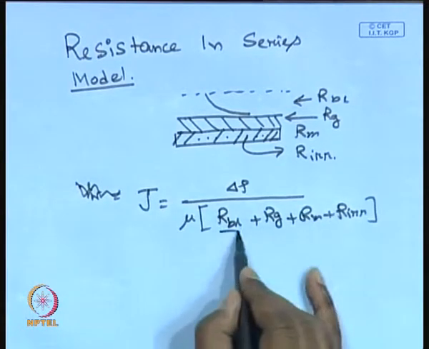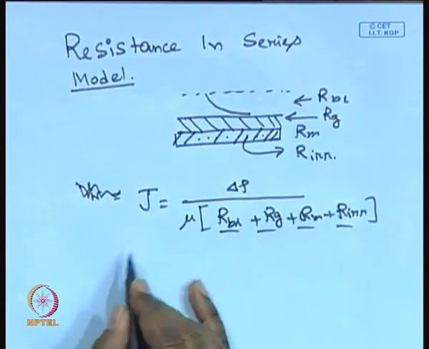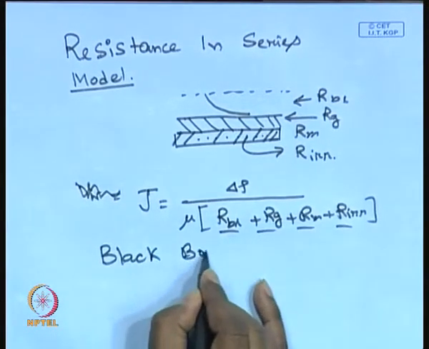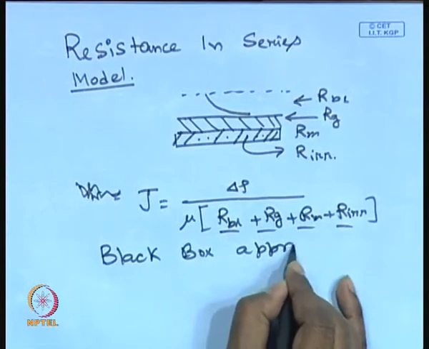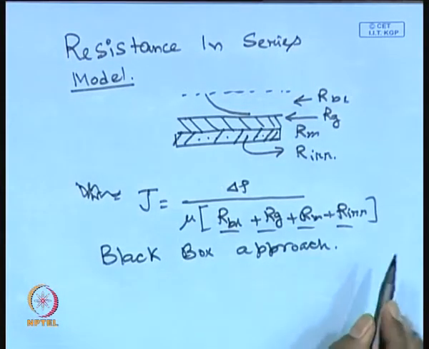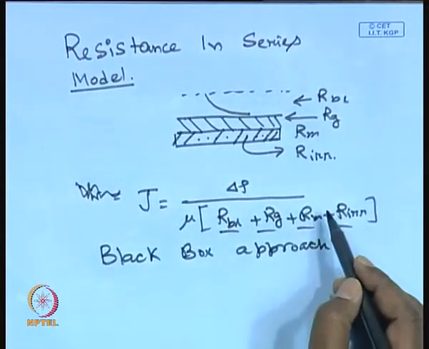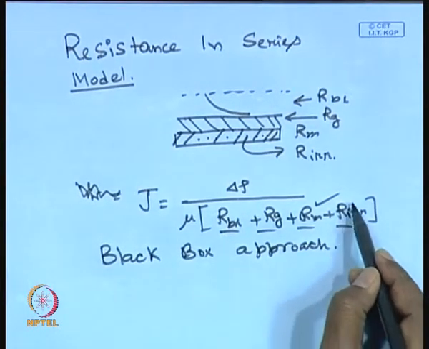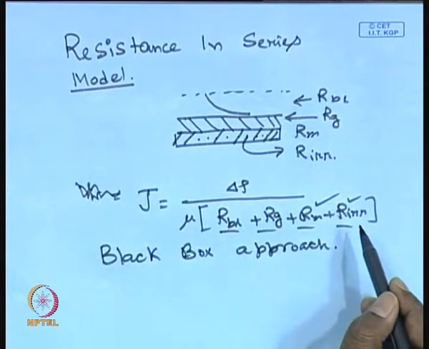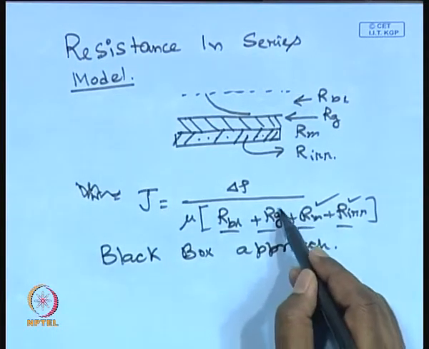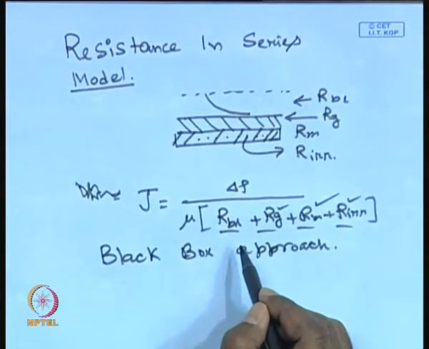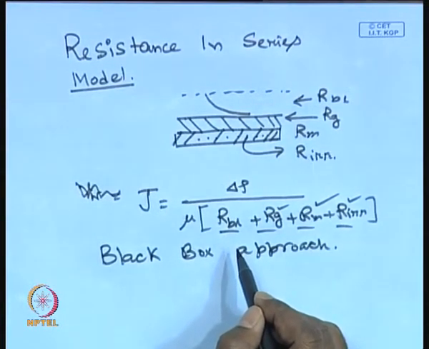But all these resistances are really not known to us. So, it is known as the black box approach. What can be done? We can independently evaluate the value of membrane resistance, we can independently evaluate the irreversible resistance, and we can independently evaluate the gel layer resistance, but we do not know what will be the value of boundary layer resistance under the different operating conditions.